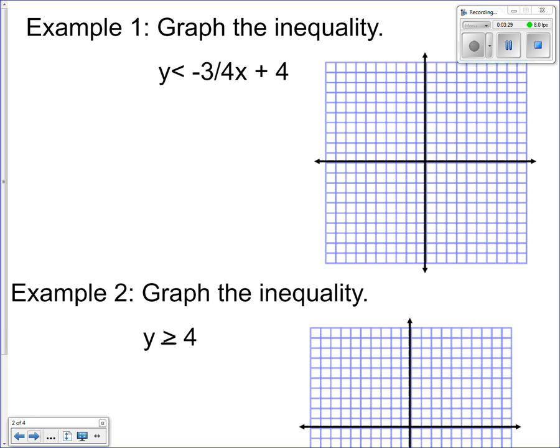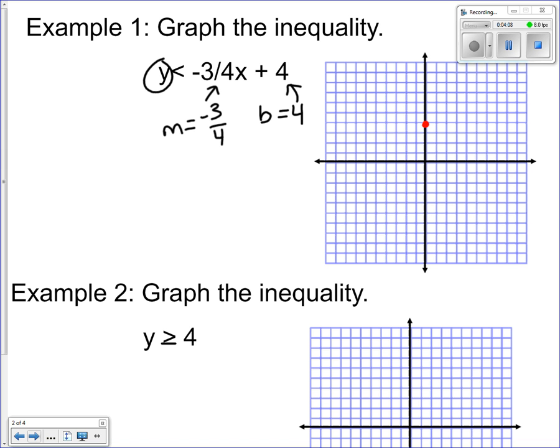So go ahead and turn the page. Example 1, we're going to graph the inequality. If you look at this, you'll probably see that the y is already by itself. So this is in slope-intercept form. So when I graph it, I just look at b, which is the 4, and then m is the negative 3/4. So that would tell me when I graph it, I need to start at my b, which is at positive 4. So my first point will go 1, 2, 3, 4 up there.